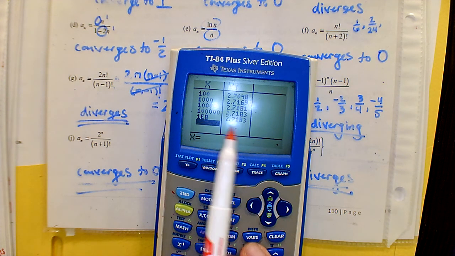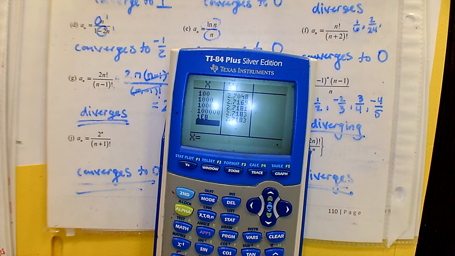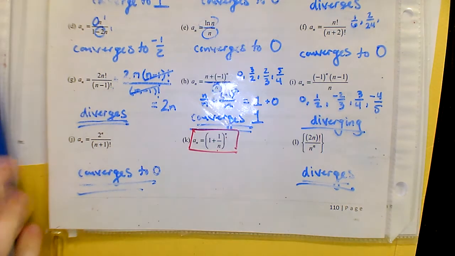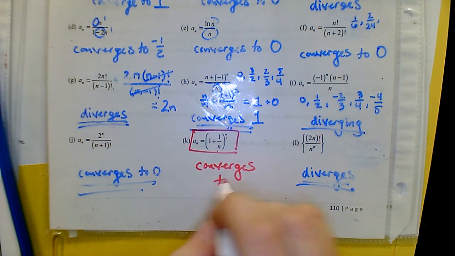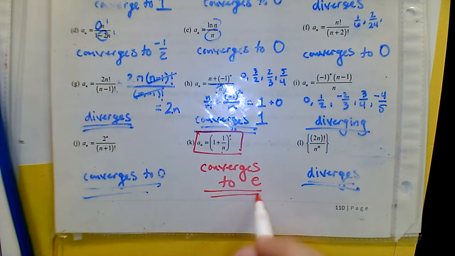Do you recognize that decimal at all? Is my better question, I guess. It's e, right? Isn't e 2.718 yada yada yada? Okay, so this one actually converges to e.